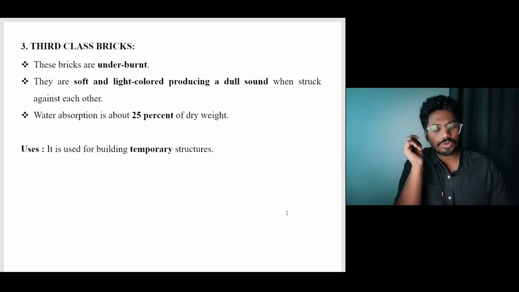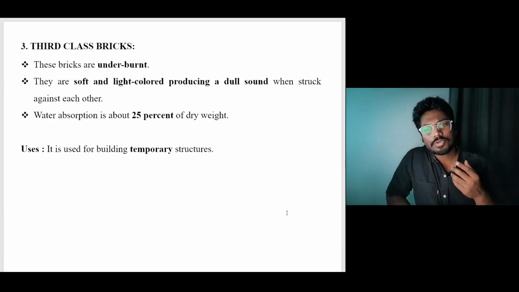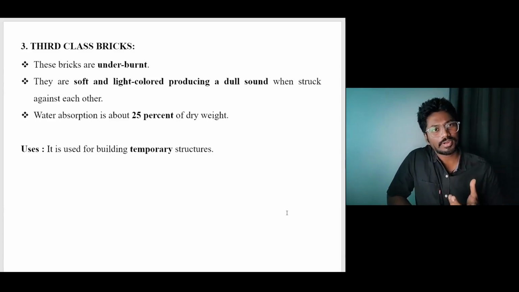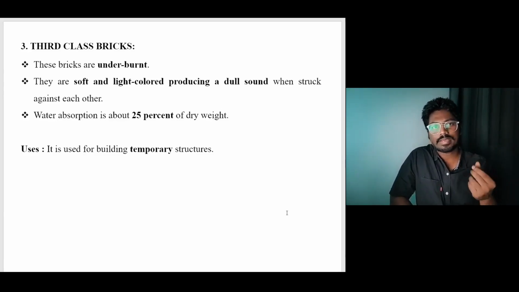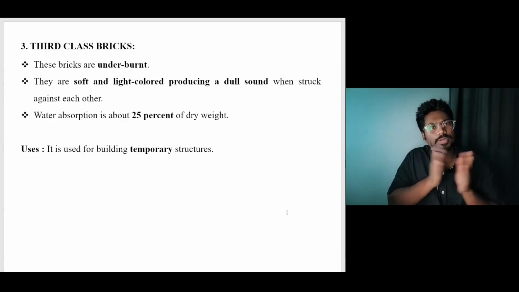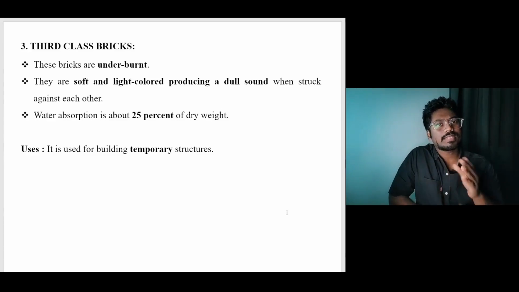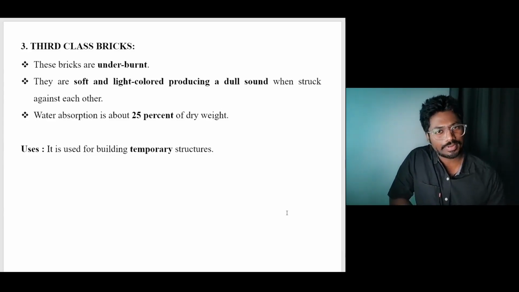This production of sound is how we can say that a brick is really good when you can hear a ringing sound when two bricks are struck together. When two bricks are struck together, if you're hearing a ringing sound, it means that the brick is of good quality. And if you don't hear a ringing sound, if it's much more of a dull, damp sound, it means that the brick is of a much inferior quality.